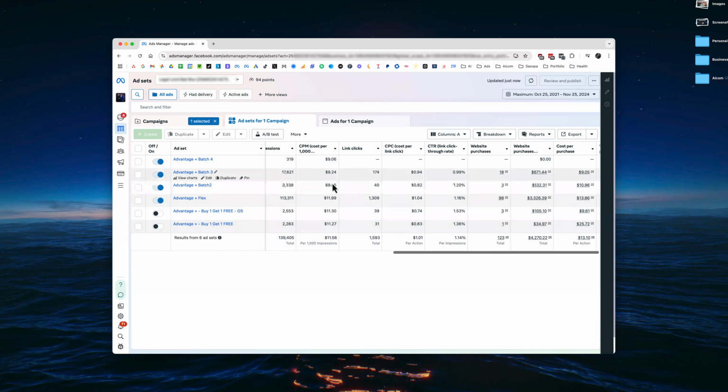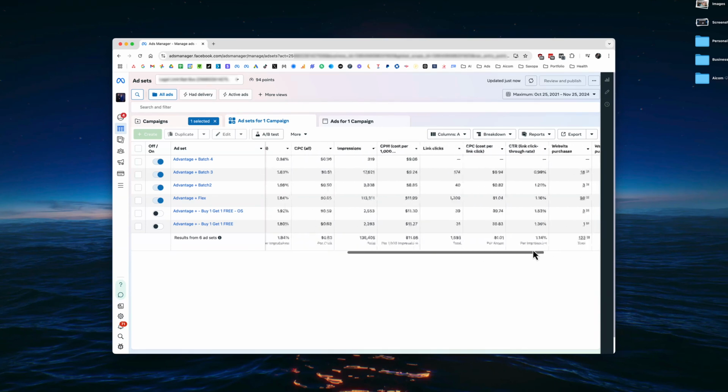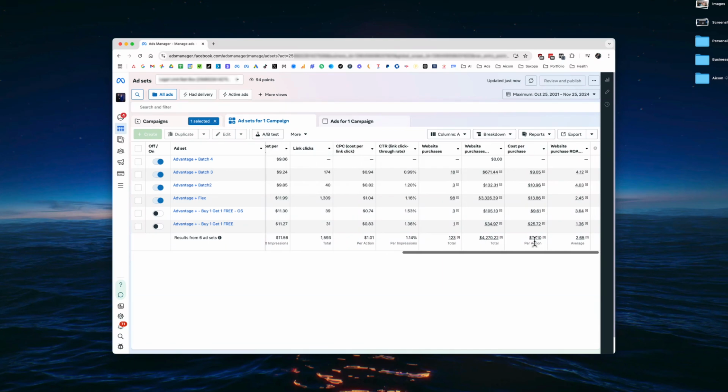So you can see there's some ads right here. Cost per click around $1. CTR, anything above a percentage is pretty good. And then you see the website purchases. So if I look at cost per purchase, it's around $13. And if I look at the value, then it's significantly higher. Overall ROAS is at 2.65. So for any dollar they spend, they get $2.65 back, which is pretty solid.